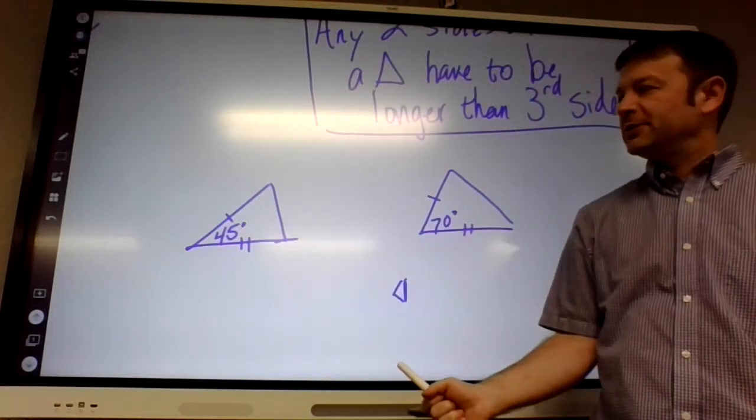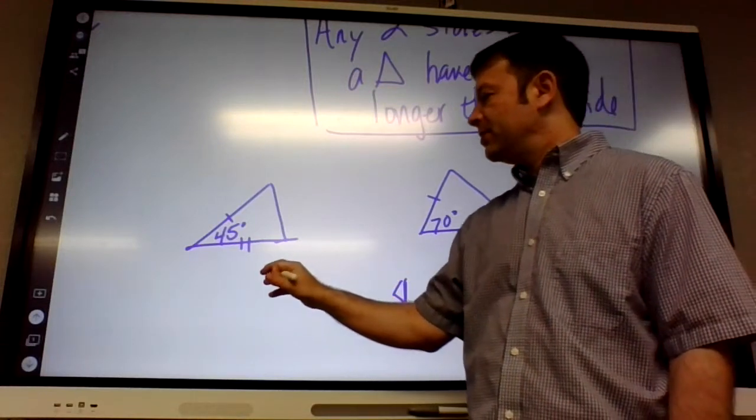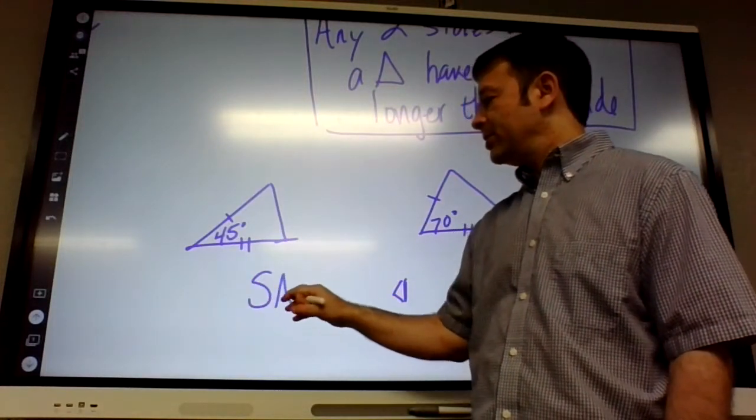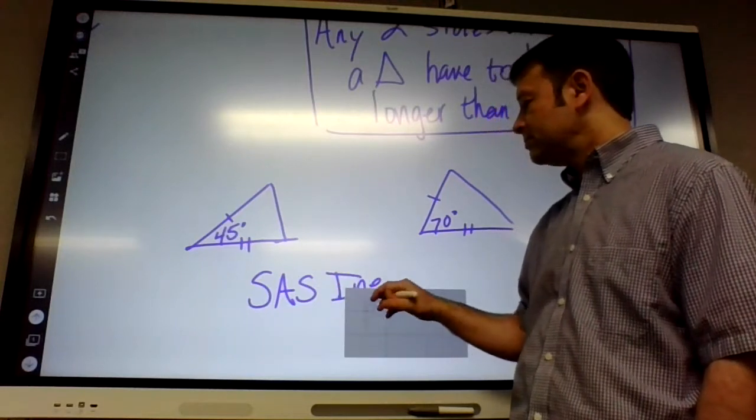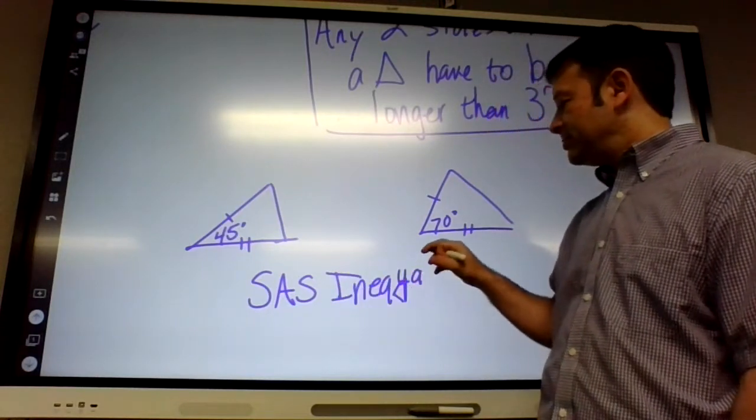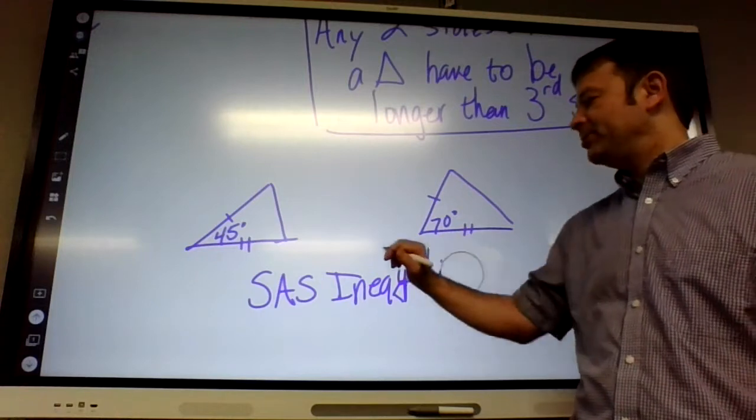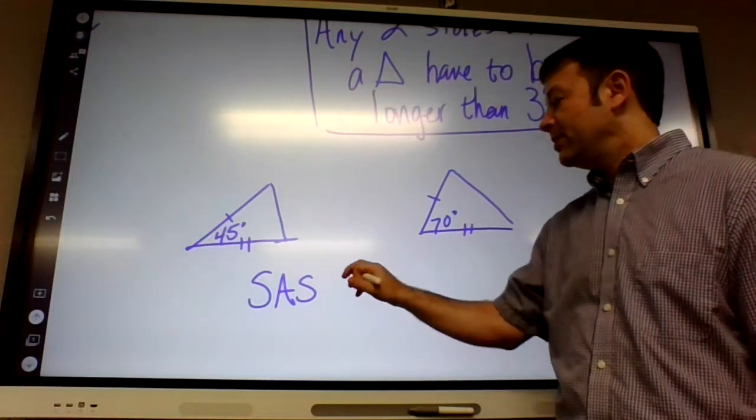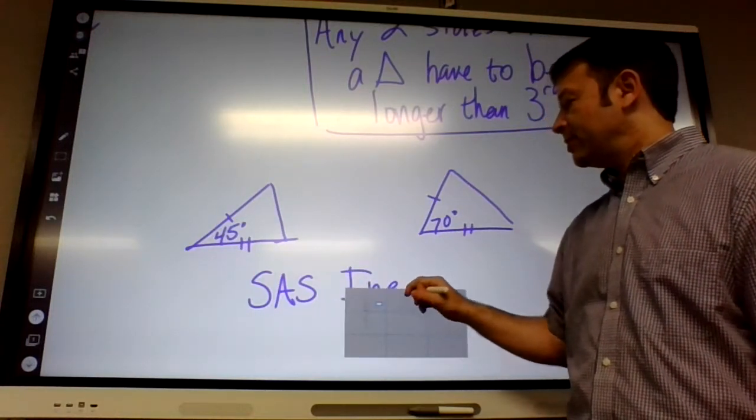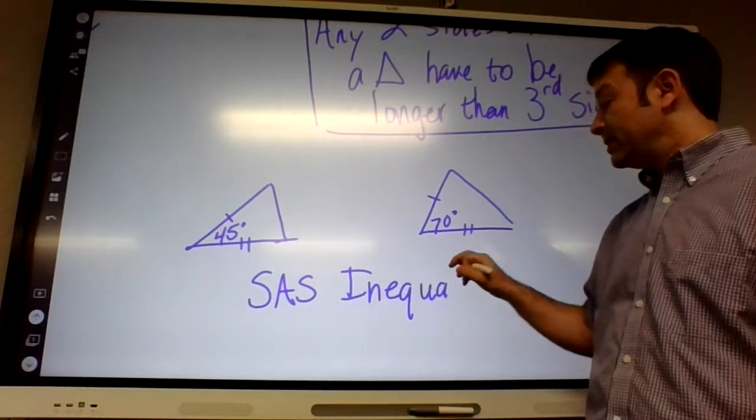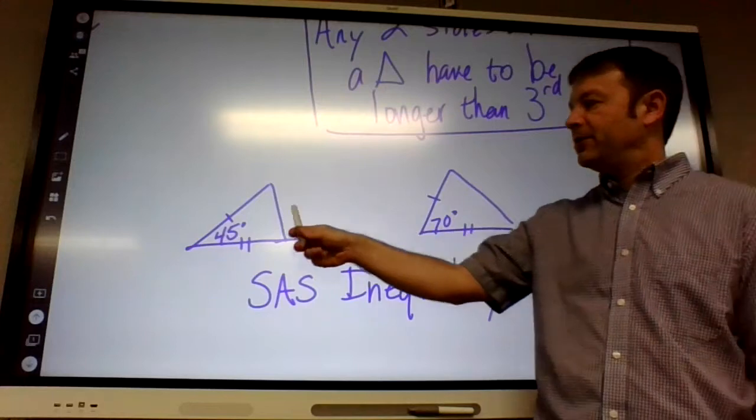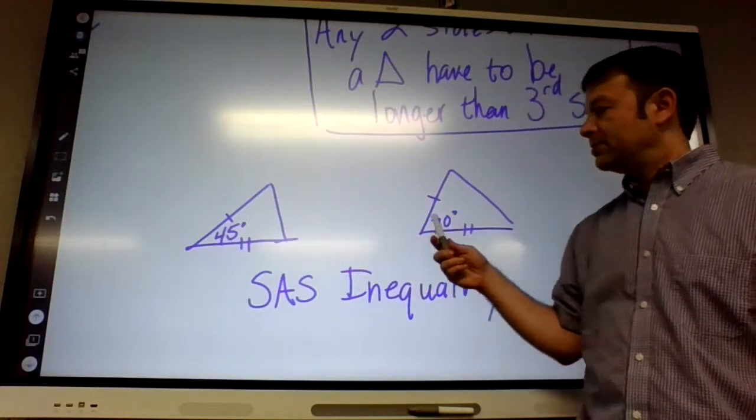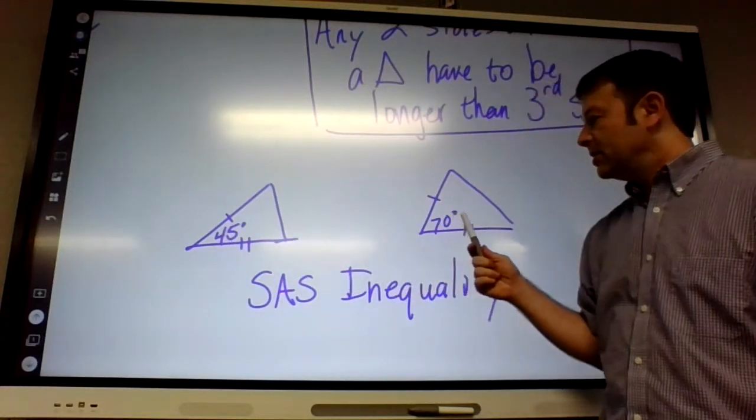Does that make sense? So the old book called this the side angle side inequality theorem. You guys remember we used to use side angle side to prove triangles are congruent, right? Side angle side congruence. But this one, the angle is not congruent. We just know the angle. We know one's bigger than the other.